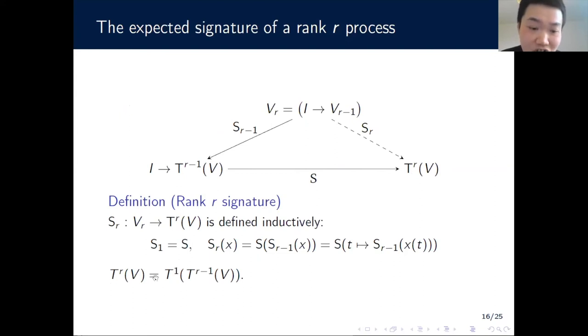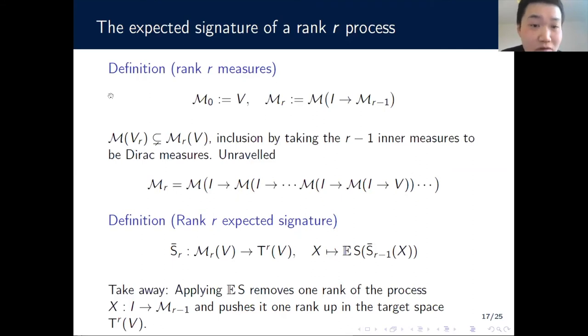Here, TRV is just the tensor algebra of TR minus one V, so we call it the rank R tensor algebra. Correspondingly, you can define rank R measures as a stochastic counterpart of rank R parse, and you define the rank R expected signature on MRV. I will skip the details, because it should be clear if you understand the rank two case. I just want to emphasize that every time you apply the expected signature operation, you remove one rank of the underlying stochastic process, and correspondingly you push one rank up in the tensor algebra. So finally, the target space of S R bar is the rank R tensor algebra.